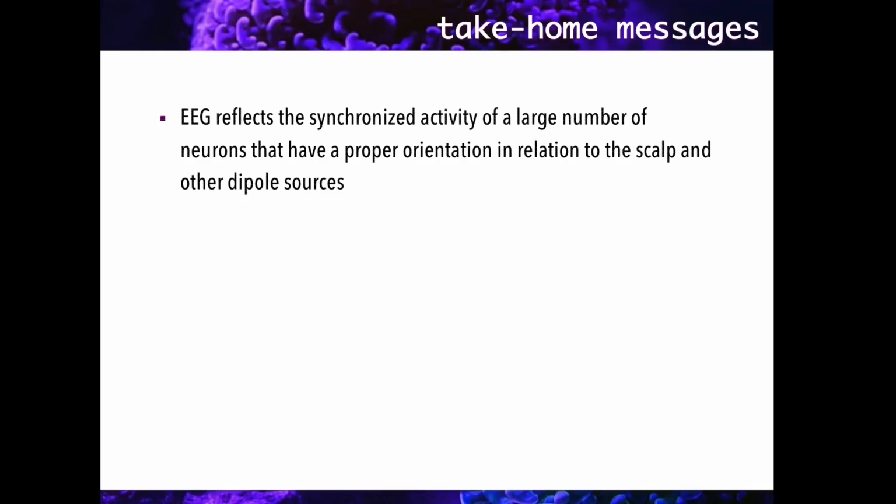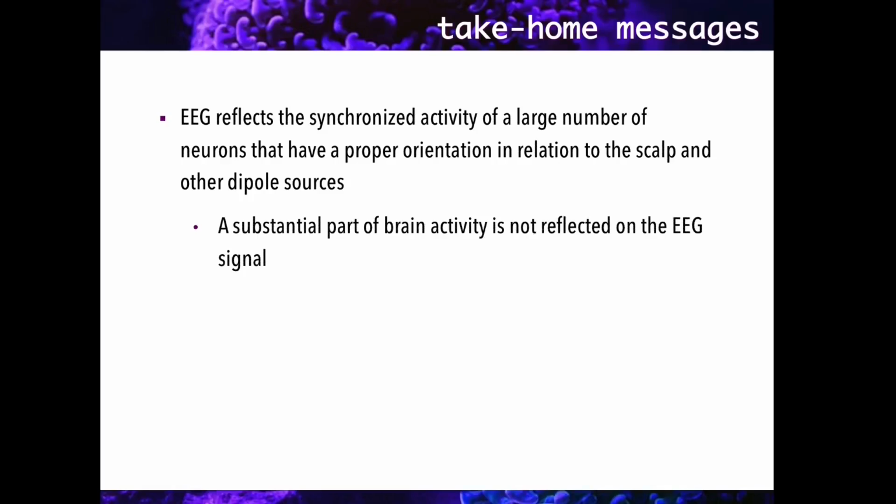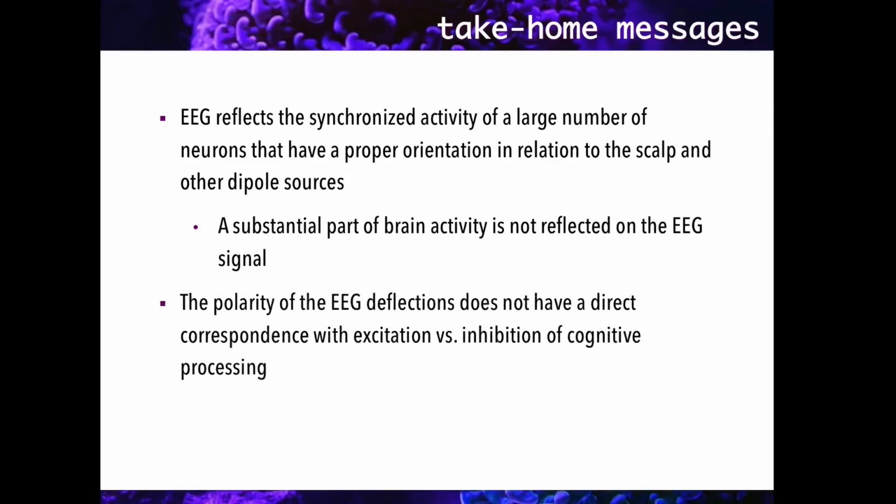To finish, let's have a few summary ideas as take-home messages. First, EEG reflects the synchronized activity of a large pool of neurons that work in a synchronized manner and have the correct orientation to be detected on the scalp. Also, the EEG only reflects a fraction of brain activity, so keep this in mind when interpreting null results. It is also important to remember that the polarity of the EEG that we obtain on the scalp cannot be attributed to activation versus inhibition of information processing. And also, having more electrodes is not always better.